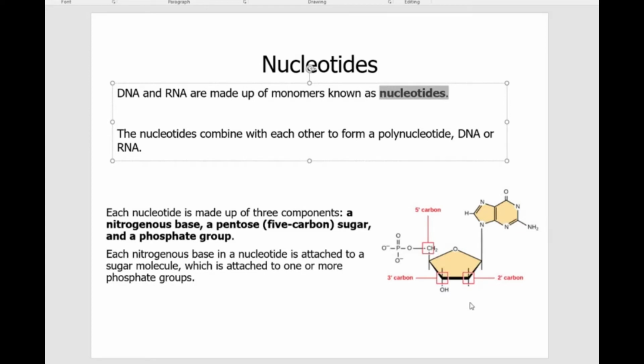Okay? The middle one, do you remember what this is? It's a sugar, right? It's a pentose, right? 5-carbon sugar. So this is also a carbohydrate. So you do have a carbohydrate component in your genetic material. Okay, we're going to look at the difference between DNA and RNA. Oh, you know what? I'm going to save it for the next slide.